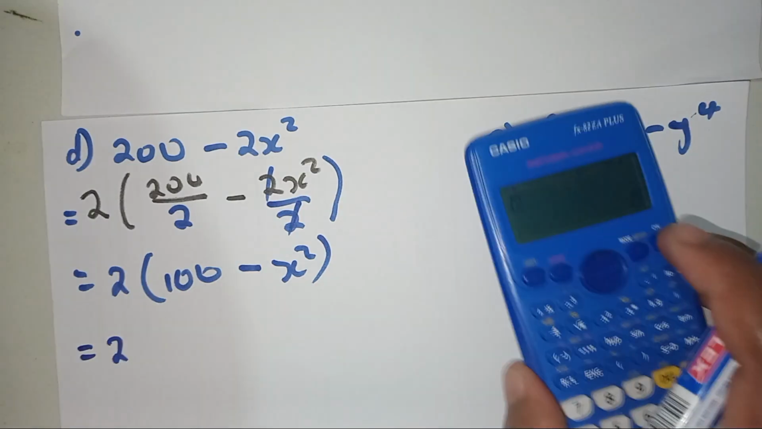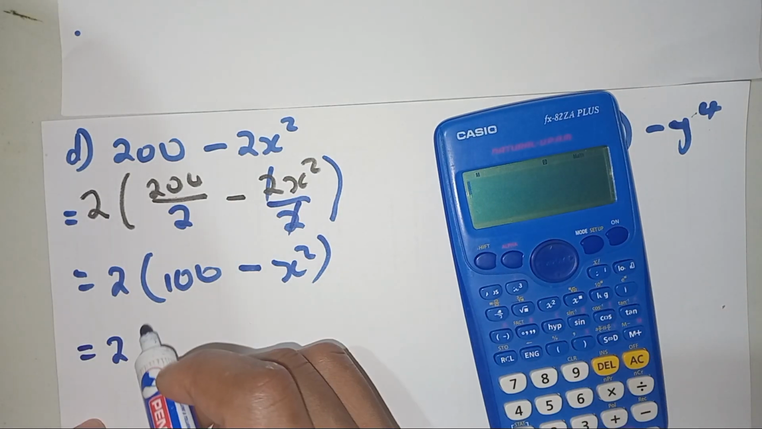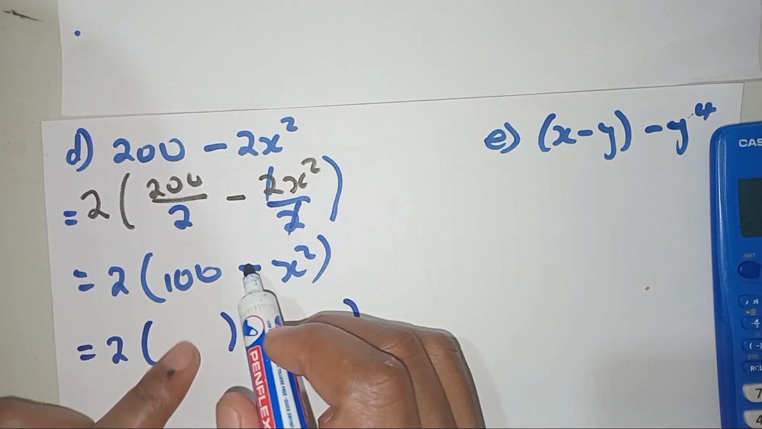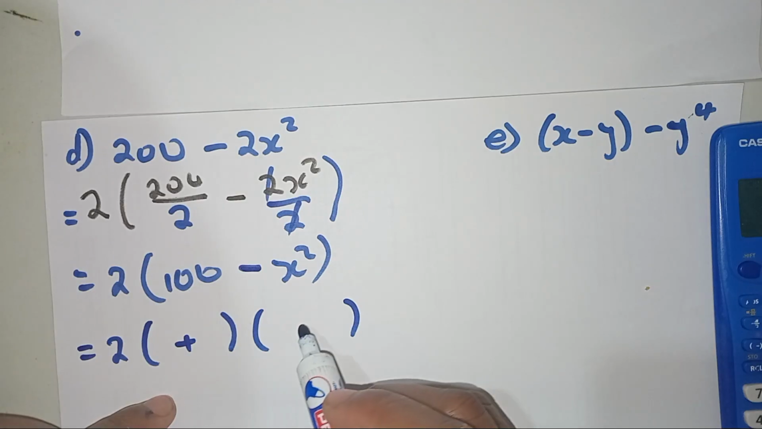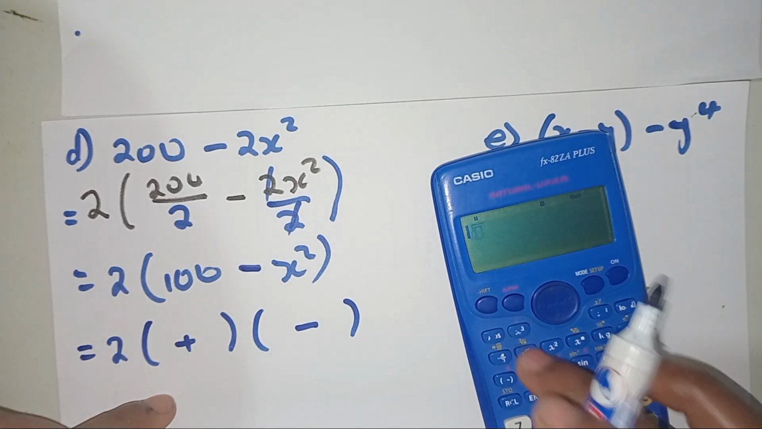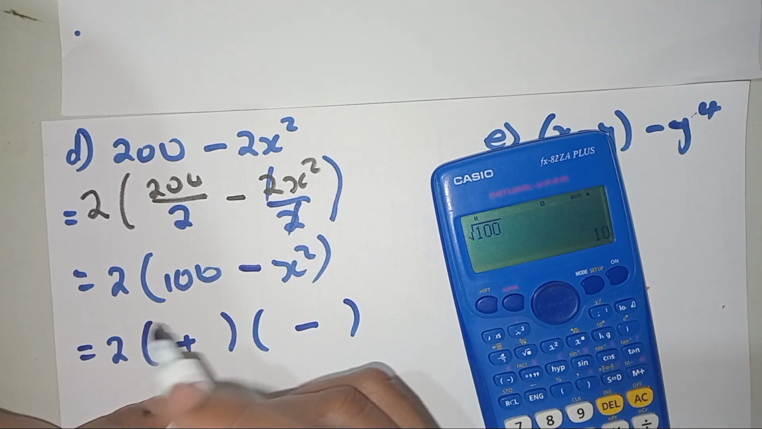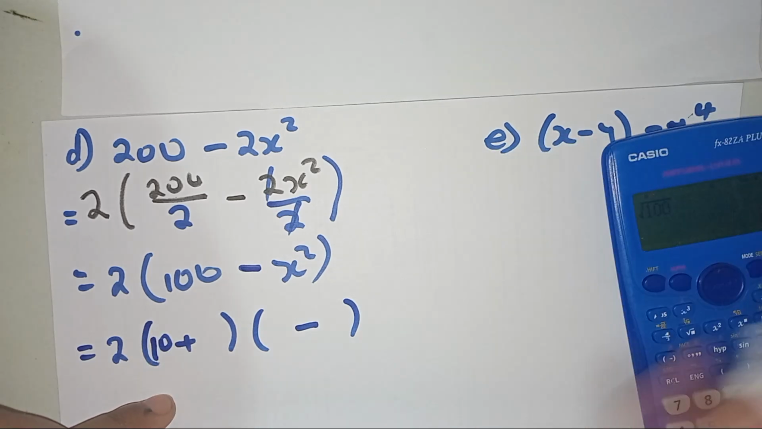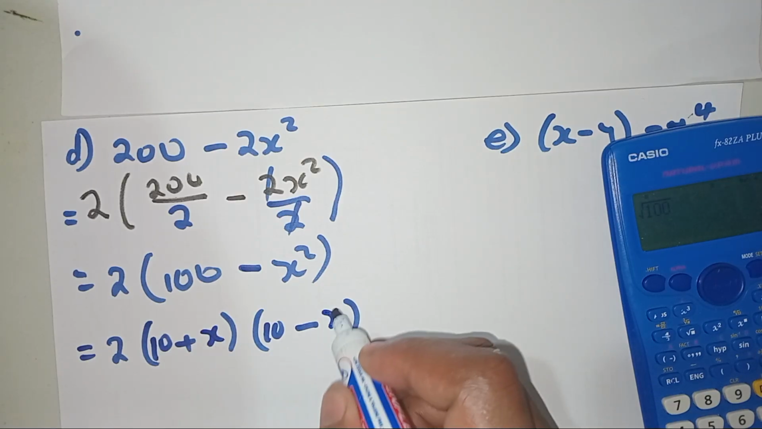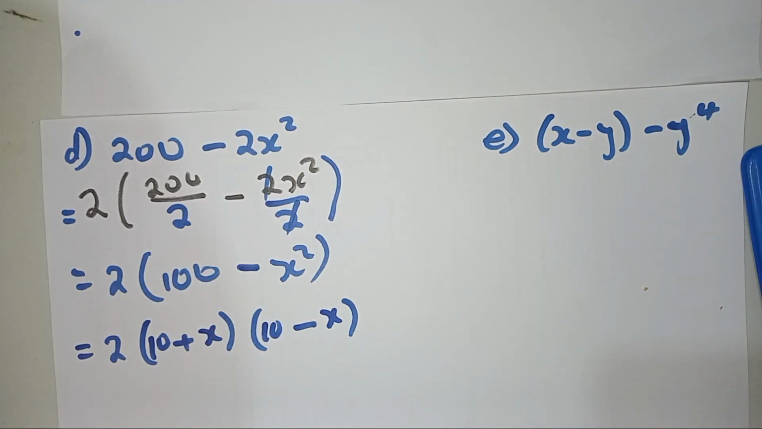100 is a perfect square. So we open two brackets now. And then we say, since we have minus here, it's going to be plus and minus, right? And then what is the square root of 100? It's going to be 10. We write 10, 10. You just write it here, and then you write it on the other bracket. And then what is the square root of x squared? We know that it's x, x. And then this one is fully factorized.